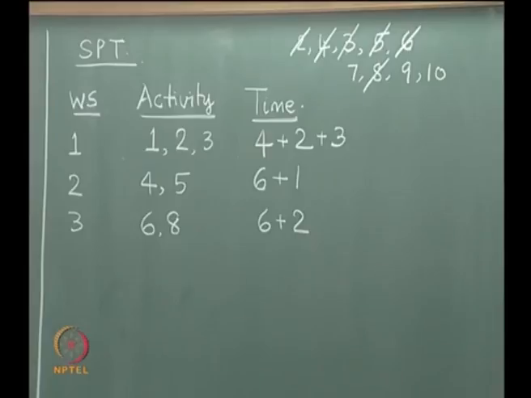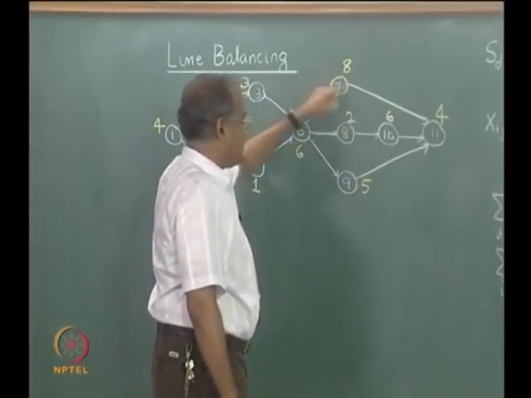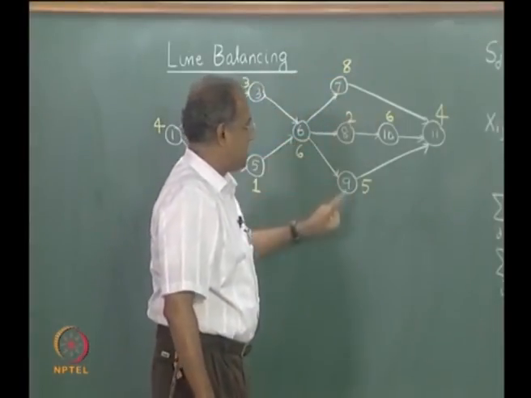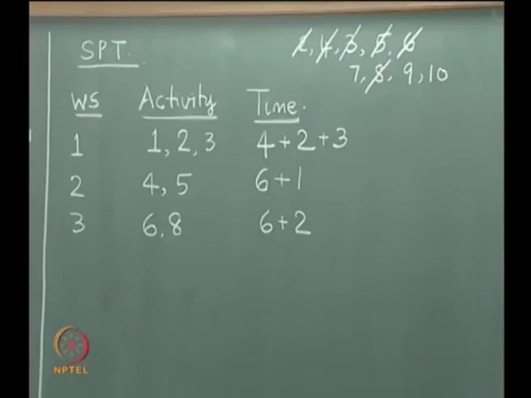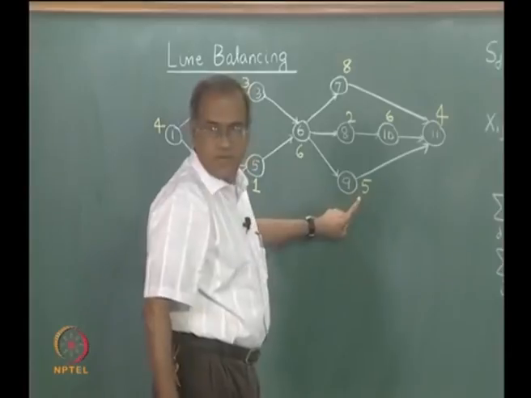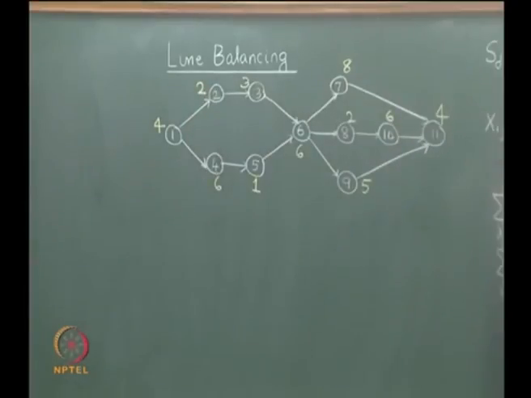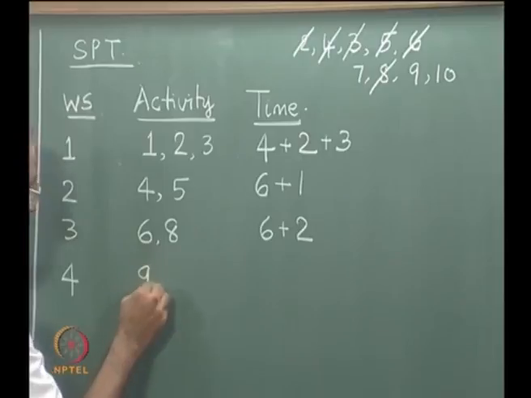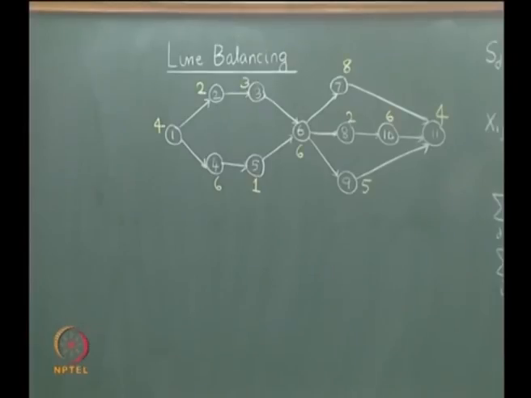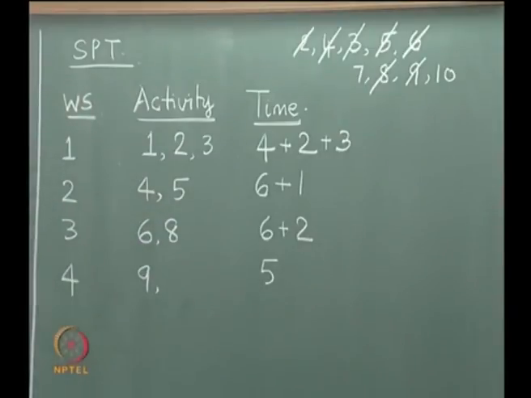7 requires 8 time units, 10 requires 6 time units, 9 requires 5 time units. Now the smallest is 9 with 5 time units. We try and put it here, but we are not able to because it exceeds the cycle time. So create a fourth workstation with 9 here and time equal to 5. So 9 goes. Then we have 7 and 10.